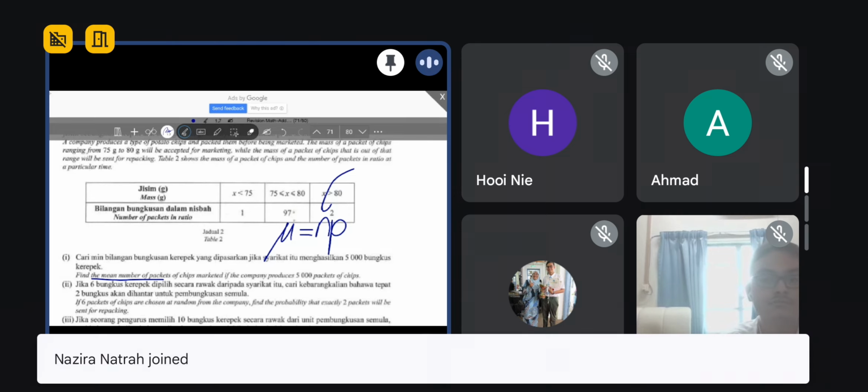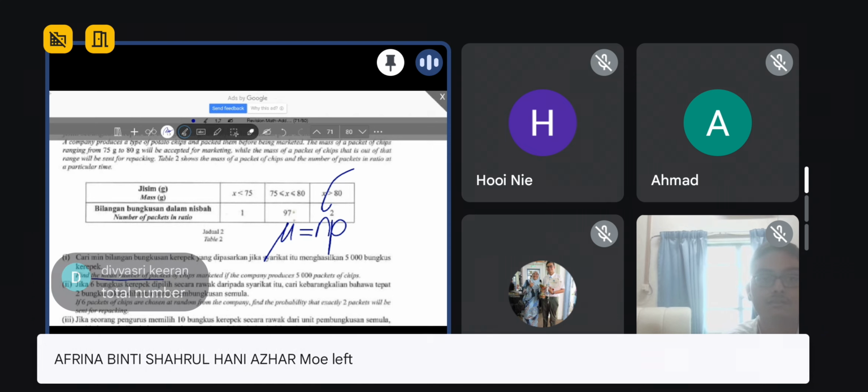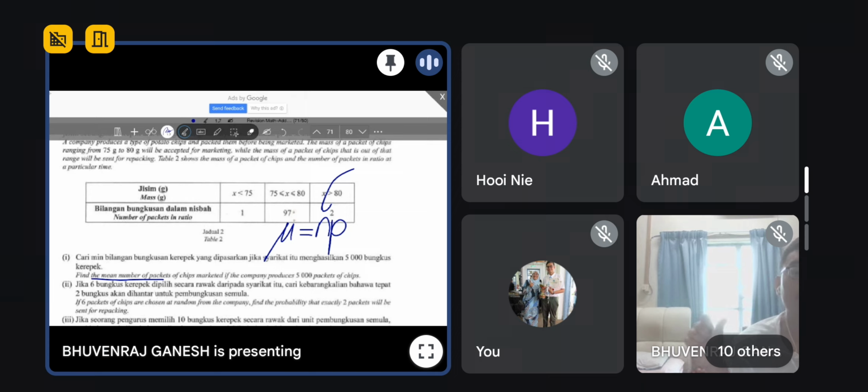Dia mewakili apa? Simbol N. Cuba komen. Very good. N represent the total number, jumlah objek yang kamu ada dalam soalan. Okay, how about P? Apa diwakili oleh simbol P? What does it represent?